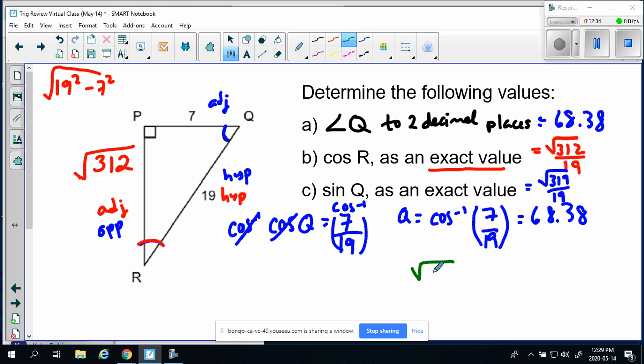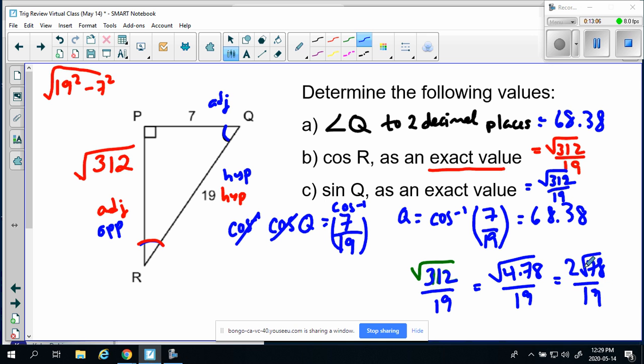So what is root 312 over 19? Sorry, that should say 312, not 319. Well, let's see if 312 gets divided by any perfect squares. I believe that 312 is going to be 4 times 78, and then we can pull this out. So it'll be 2 root 78 over 19. And I do not believe there are any more perfect squares inside 78.